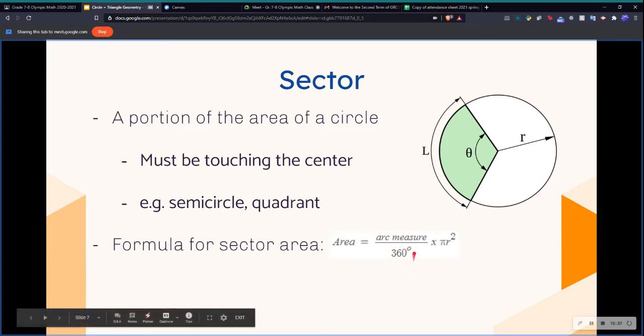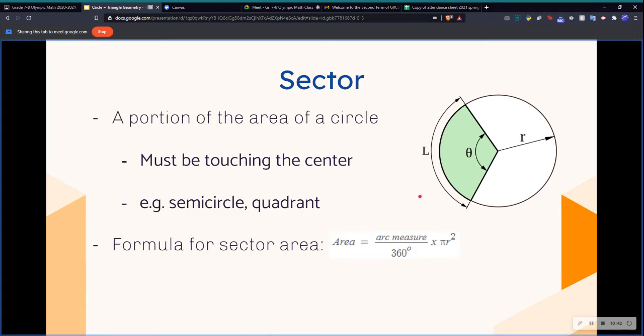Right? Any questions about this slide or from the slide before? Any questions so far?